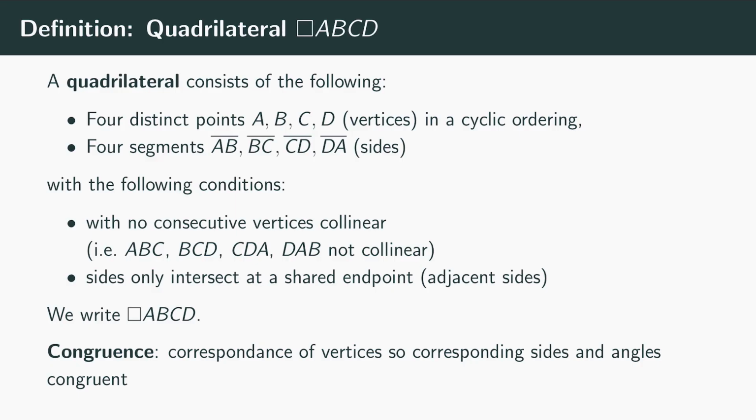And we say that two quadrilaterals are congruent if we have a correspondence of vertices that allows us to send corresponding sides to corresponding sides and corresponding angles to corresponding angles in such a way that all of those correspondences are congruences.